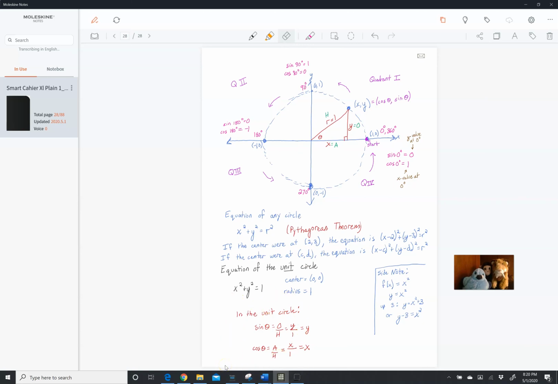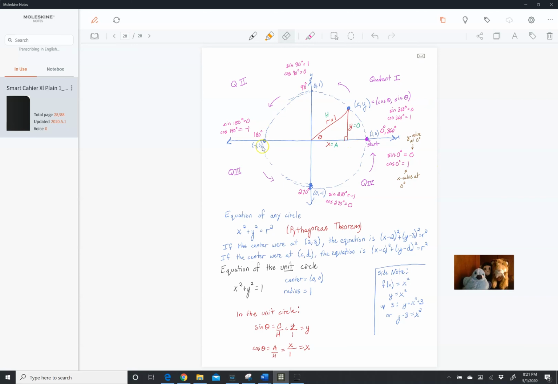Now we also know that the sine of 270 degrees is negative 1, because that's the y value, and the cosine of 270 degrees is 0, again because that's the x value. And in fact, if we go back up here, we can also say the sine of 360 degrees is the same as the sine of 0, and the cosine of 360 degrees is also the same as the cosine of 0.